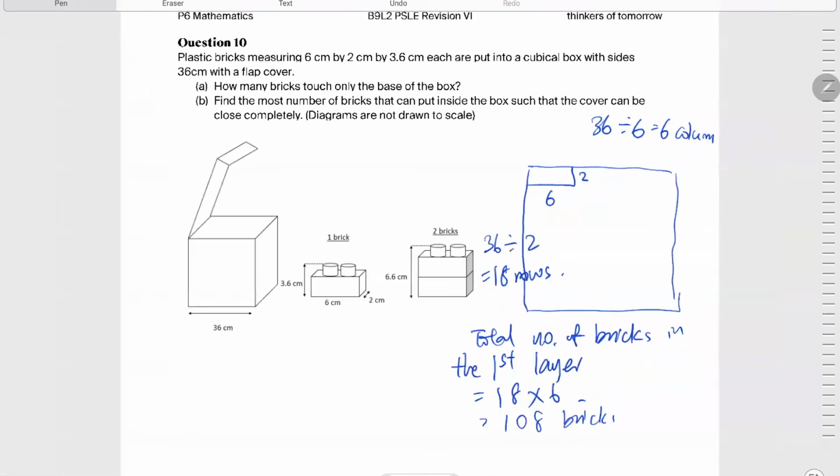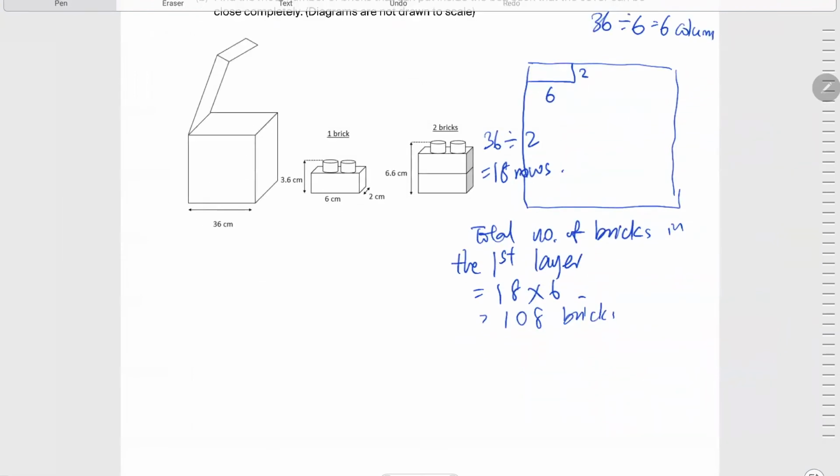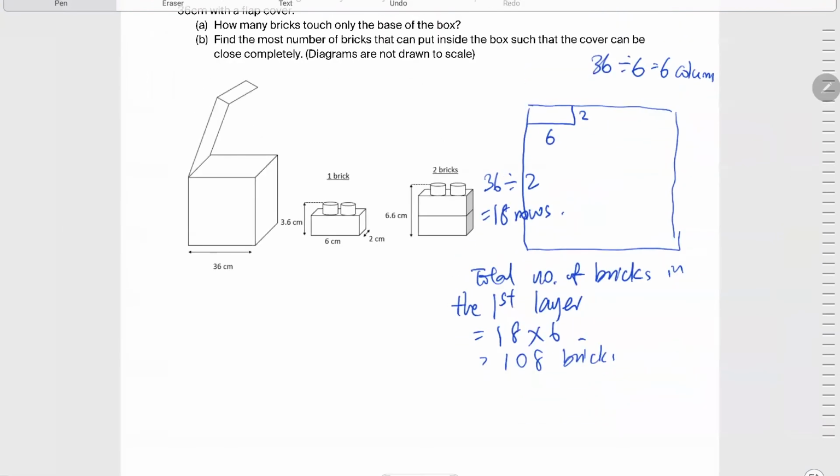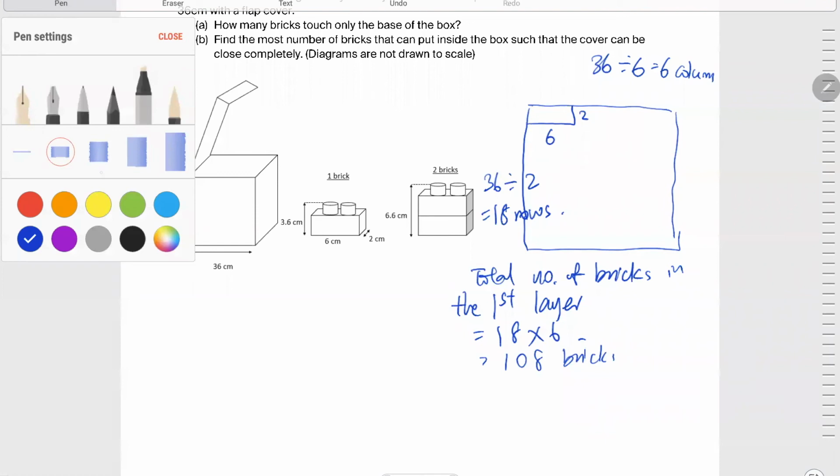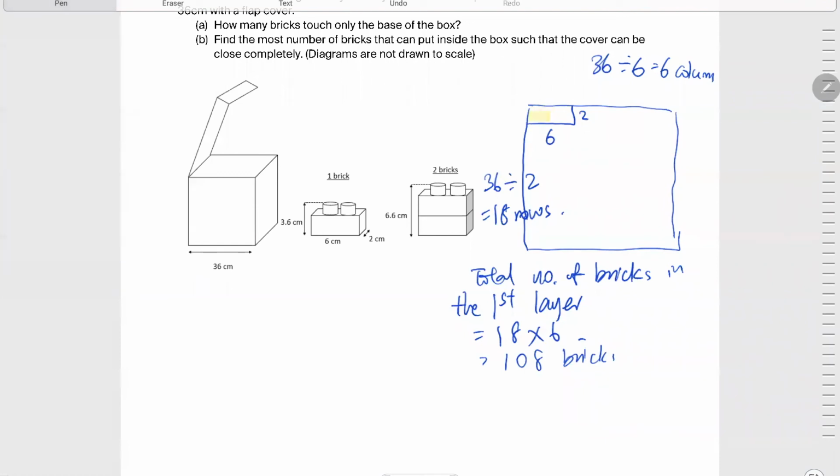Okay, so this was the answer that all of you gave me, right? 108, because you were able to find 6 columns, you were able to find 18 rows, and then therefore you gave me 108 bricks. Okay, but the question is asking how many bricks touch only the base of the box, which means I want to be removing the bricks that are aligned at this part of the box, because the bricks that are aligned at this part of the box, they do not just touch the base, they touch the base and they touch the sides.